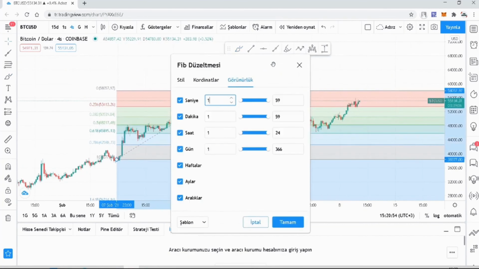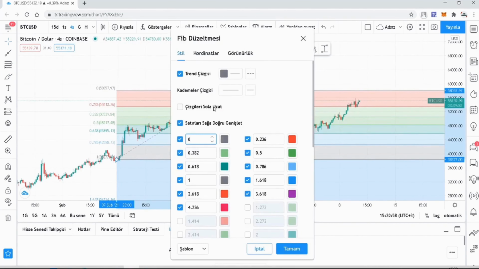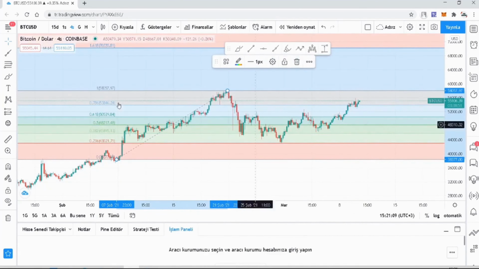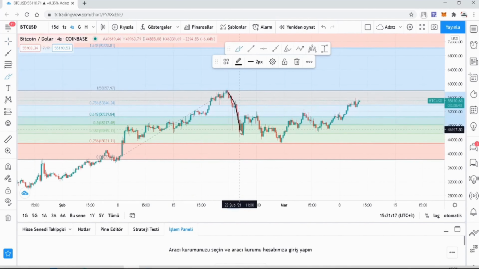Here in the settings section, we can fill the left side by clicking and shifting the style lines to the left. By clicking on the opposite side, we can also see the upper resistance levels. As you can see here, when it breaks down at the Fibonacci levels, we see that 0.6 weighted acts as resistance while it is rising.